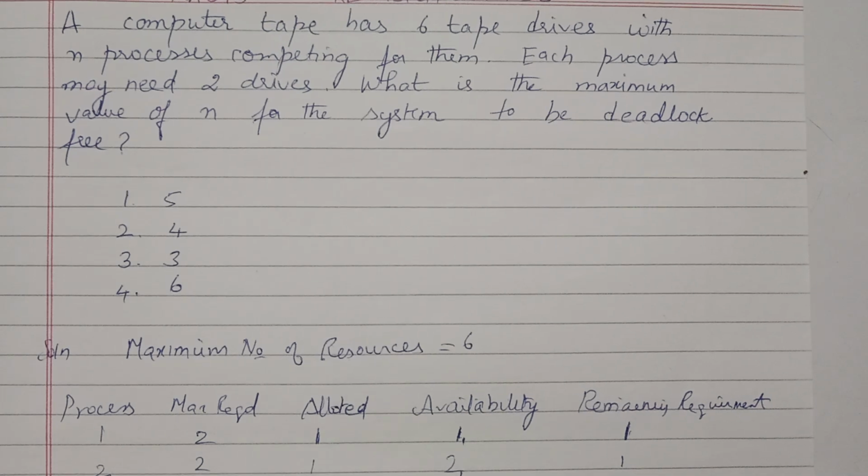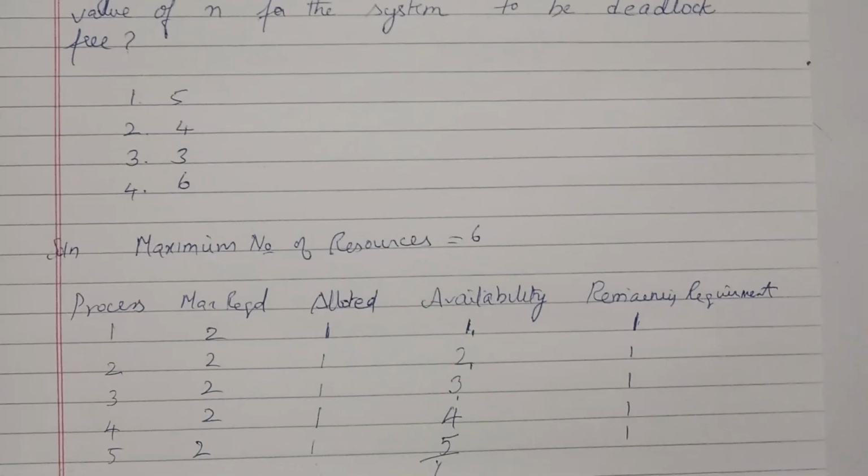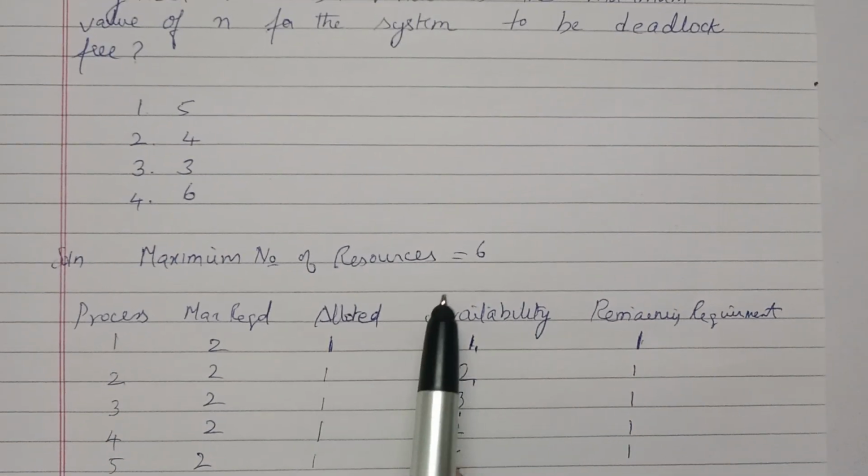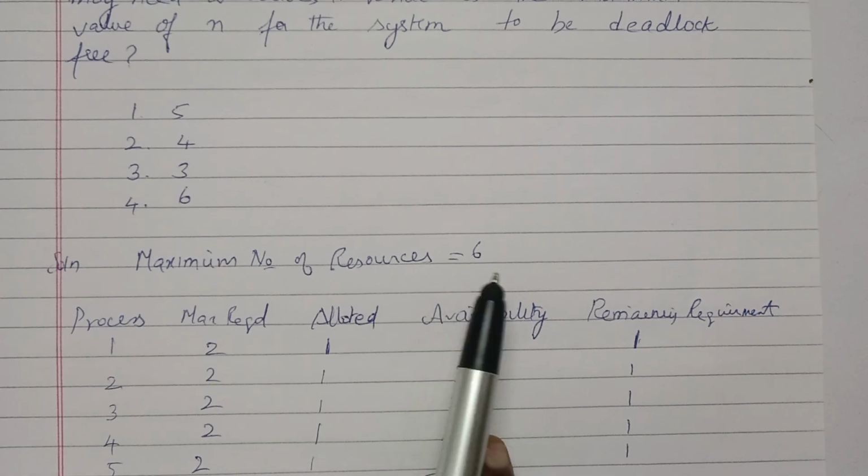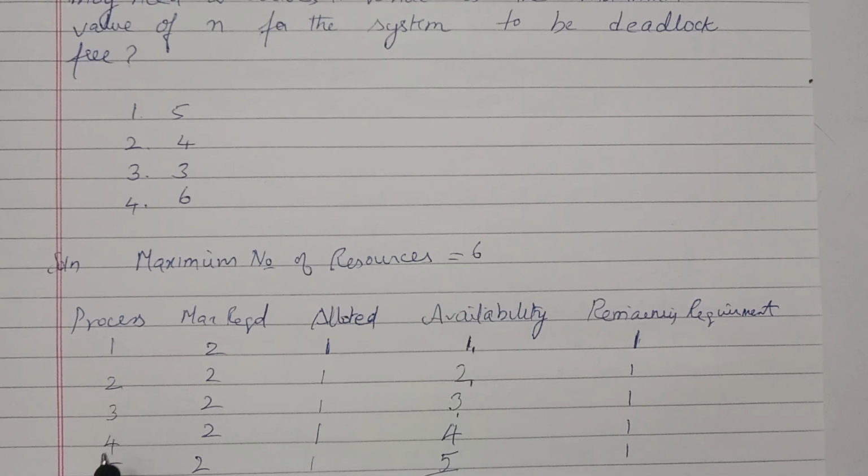So let us see how to solve this problem. Here, the maximum resources given is 6. So for 6 resources, how many processes are required so that it is deadlock free? So write the processes, and the maximum requirement here is 2. So each process requires two resources.